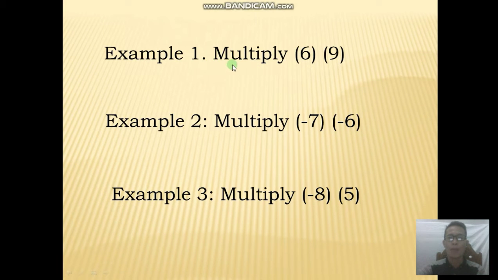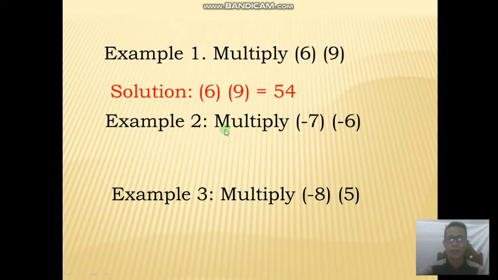Number 1, multiply 6 and 9. You have noticed, guys, na ang dalawang numero na ito, both are positive. So, rule number 1 is applicable. So, yung product natin dito is also positive. So, 6 times 9 is positive 54.